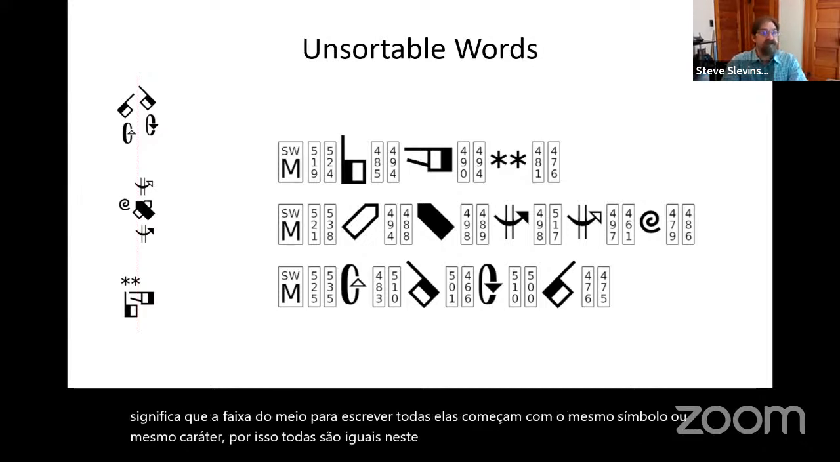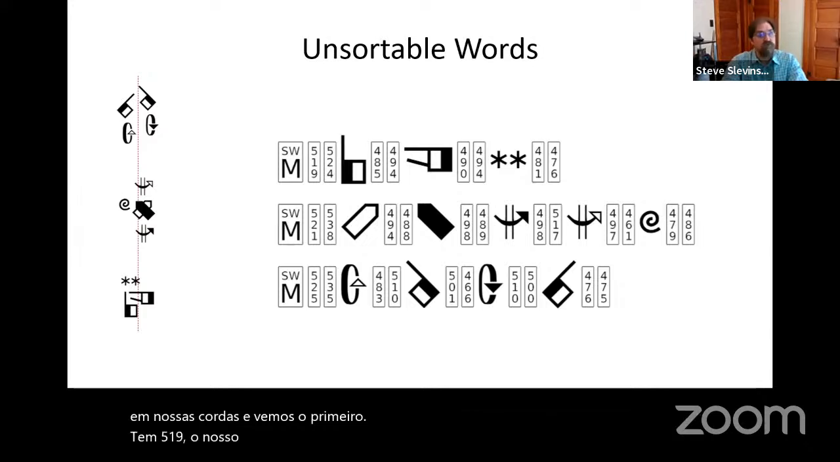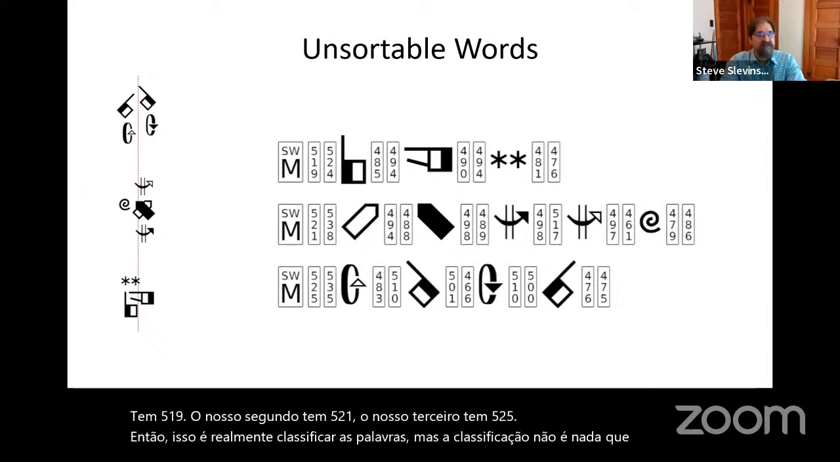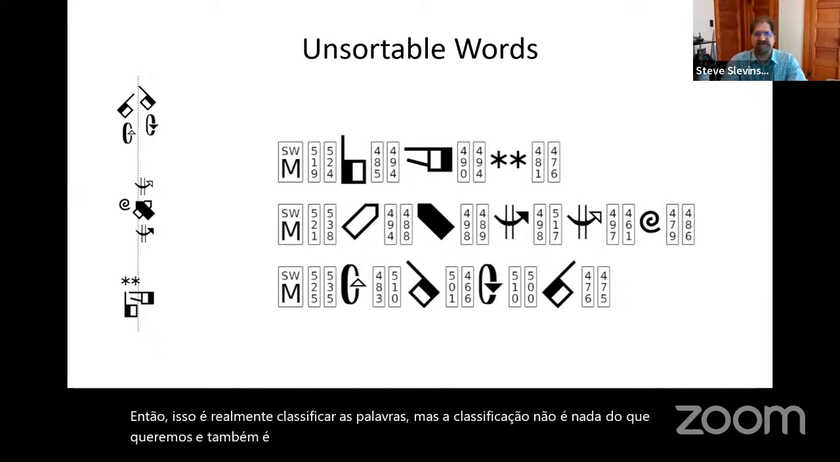Then we go to the next character in our strings, and we see that the first one has 519. Our second one has 521. Our third one has 525. So this is actually sorting the words, but the sorting is nothing that we want. It's also based on the max X coordinate, then the max Y coordinate, and it's not really useful for searching large sets of signs to find what we want.